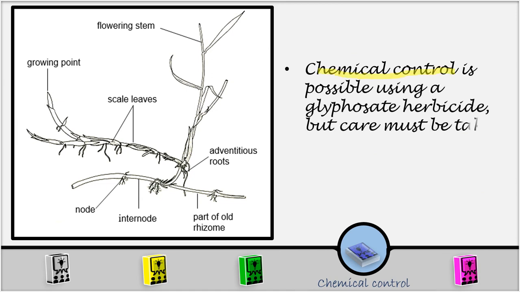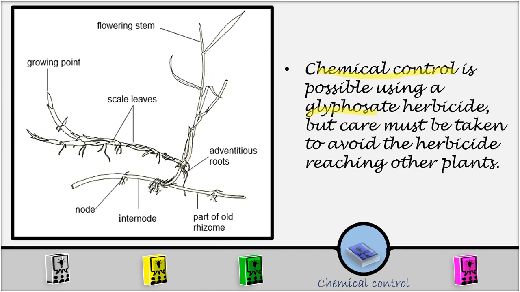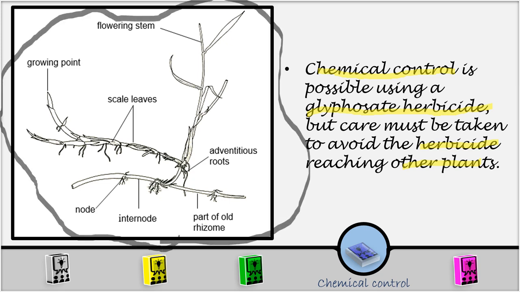Chemical control is possible using glyphosate herbicides, but care must be taken to avoid herbicides reaching other plants. So here, if we want to control this couch grass, we can use the glyphosate herbicide, but we should take care that this herbicide does not reach other crops. Otherwise, it will kill all the couch grass and also kill the other plants.